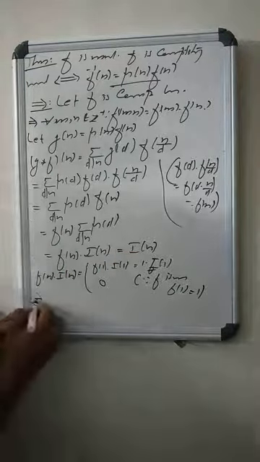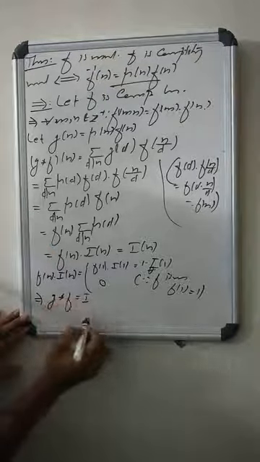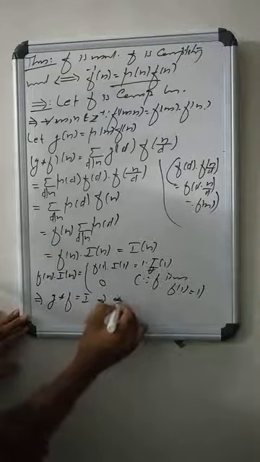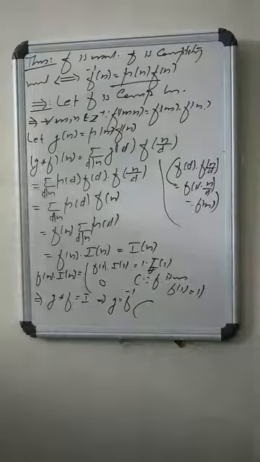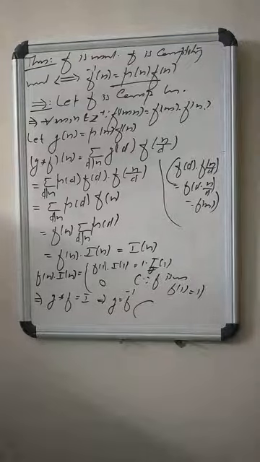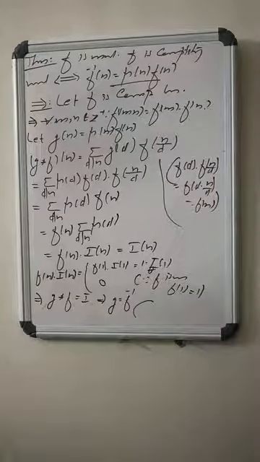Agreed. So what's the conclusion? It is g star f equals I. G star f equals I means g equals f inverse. Hence, when f is completely multiplicative, f inverse n equals mu of n into f of n. So the necessary part is finished.